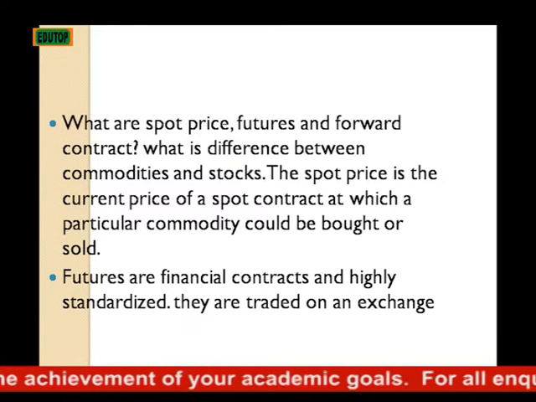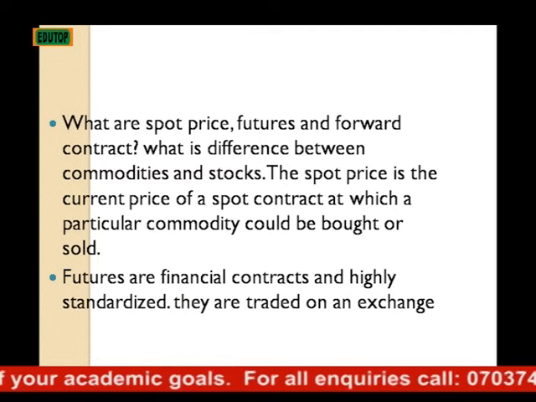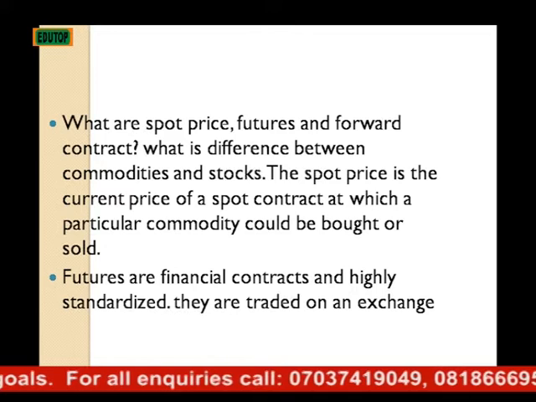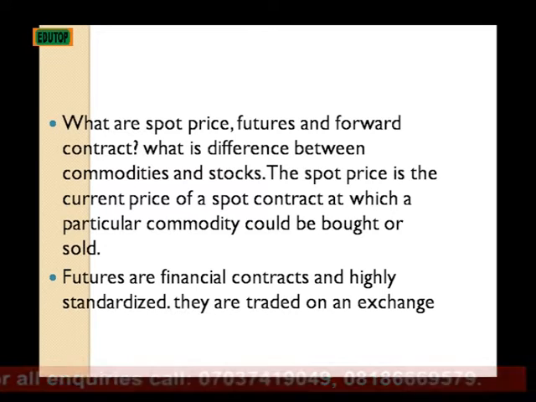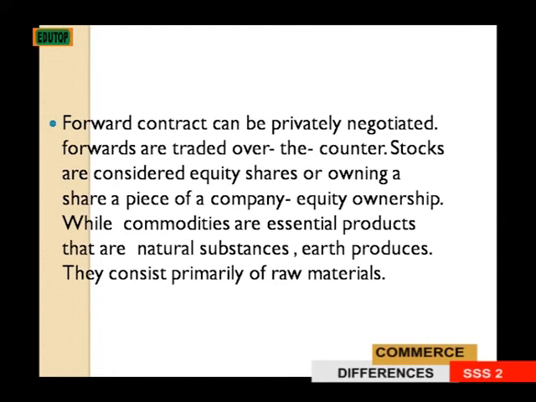The spot price is the current price of a spot contract at which a particular commodity will be bought or sold, while futures are financial contracts and are highly standardized. They are traded on an exchange. Forward contracts can be privately negotiated. Forwards are traded over the counter.